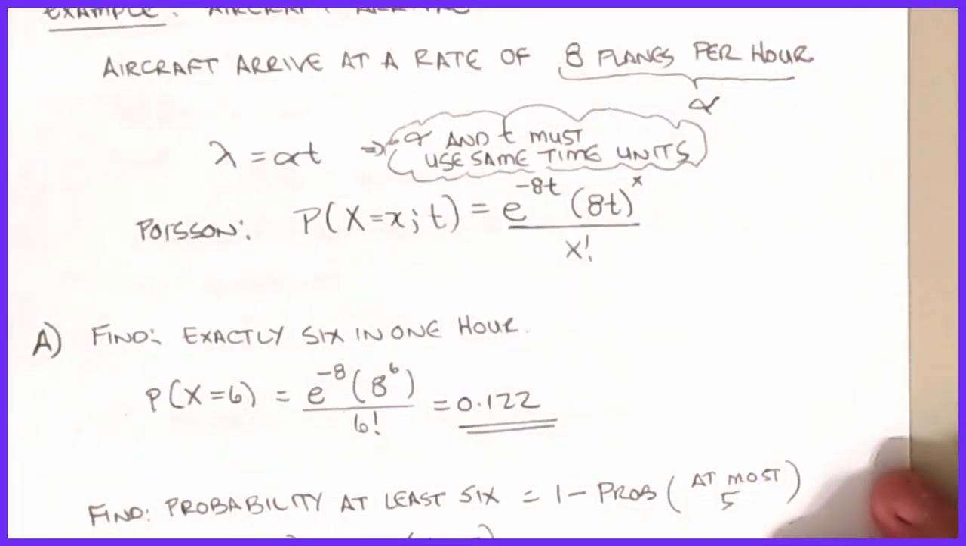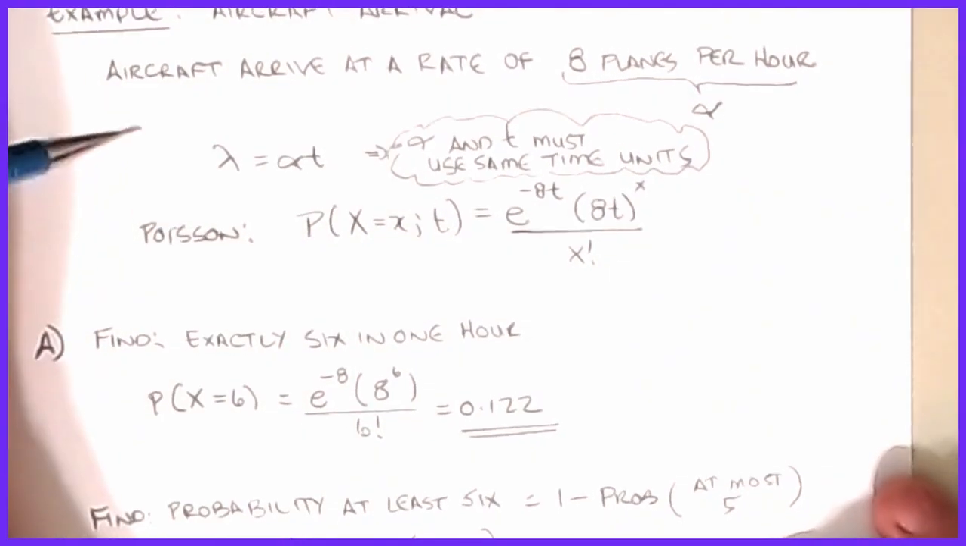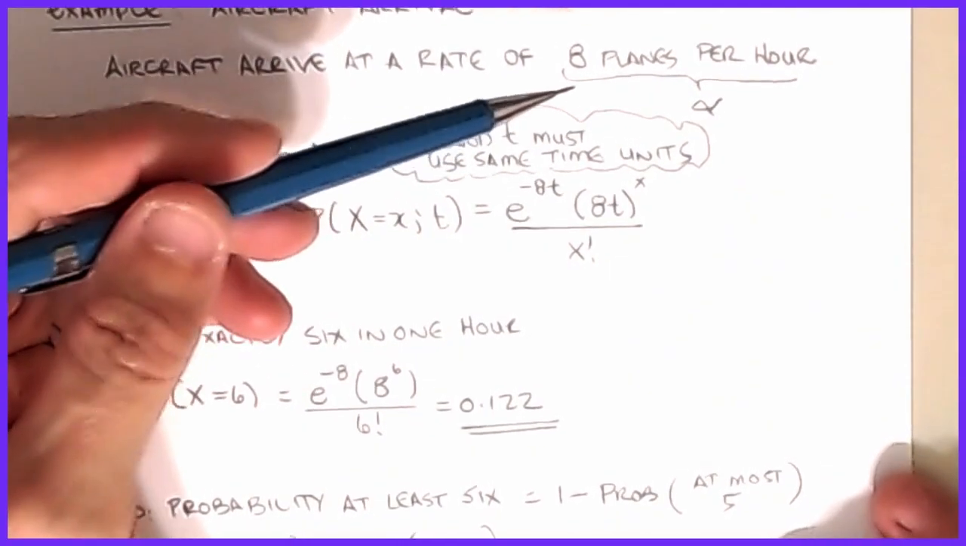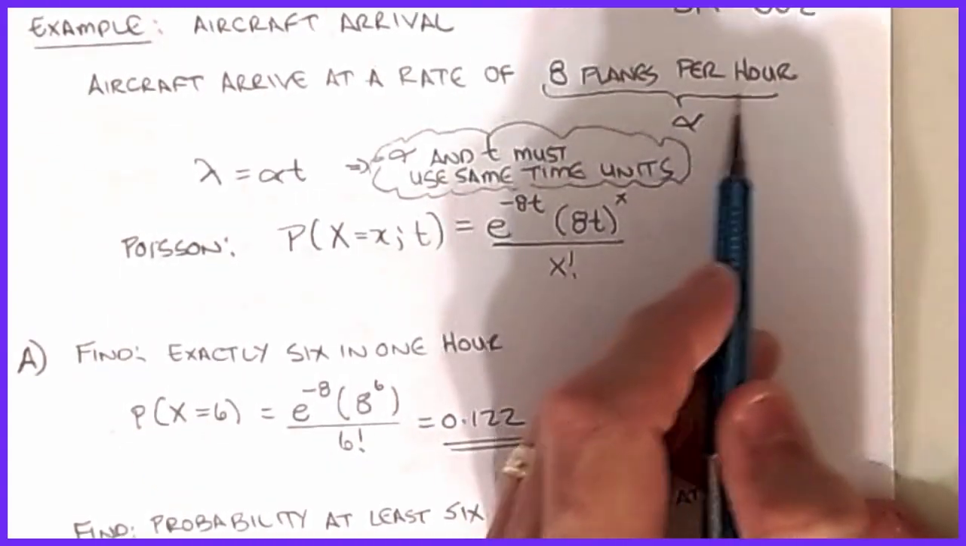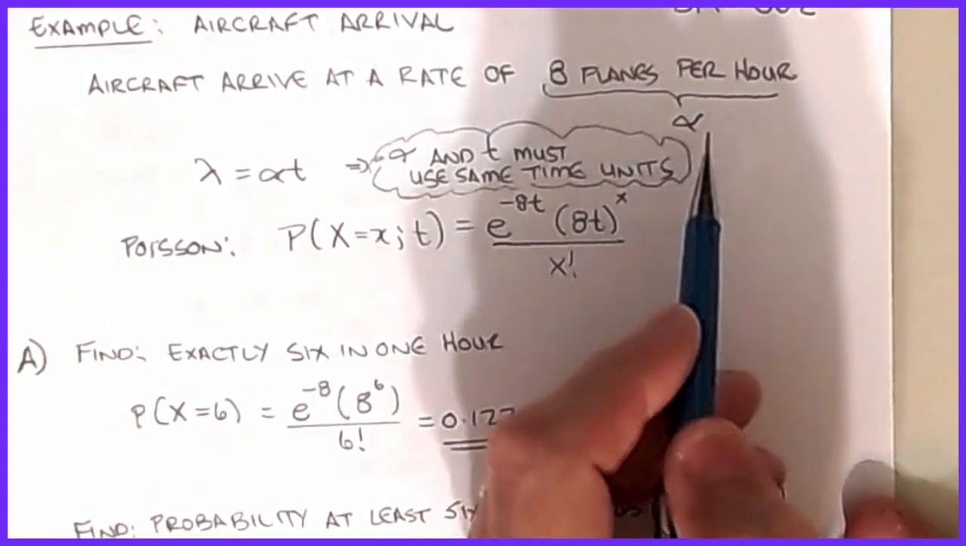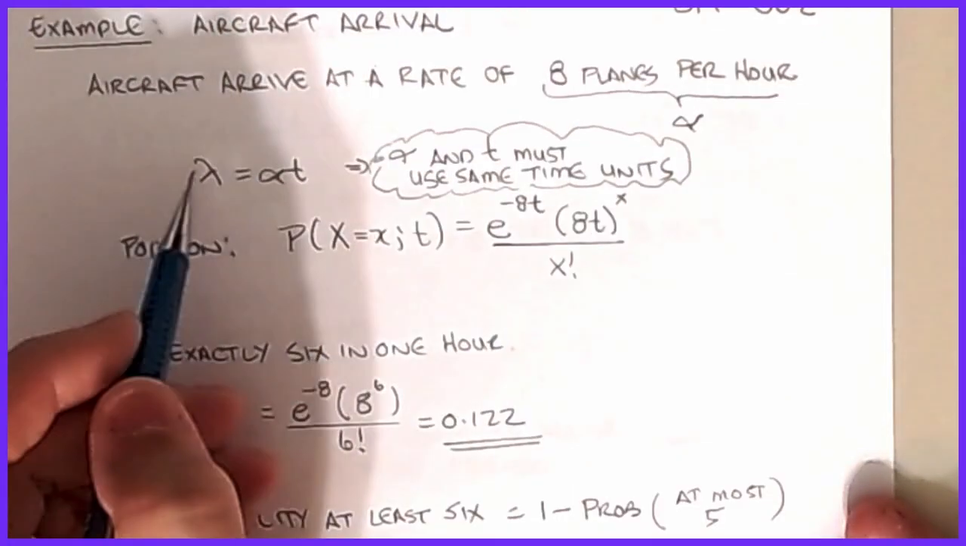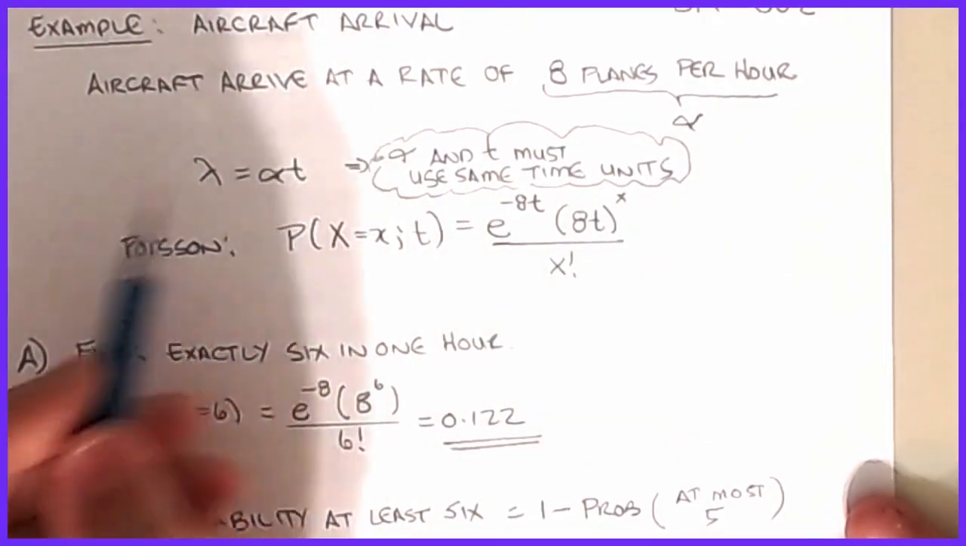And in this, okay, we have the fact that aircraft arrive at a rate of 8 planes per hour. So again, the tip off to this is that time value. So we're doing 8 planes per hour, that's your alpha. Okay, so we know lambda is equal to alpha times t.